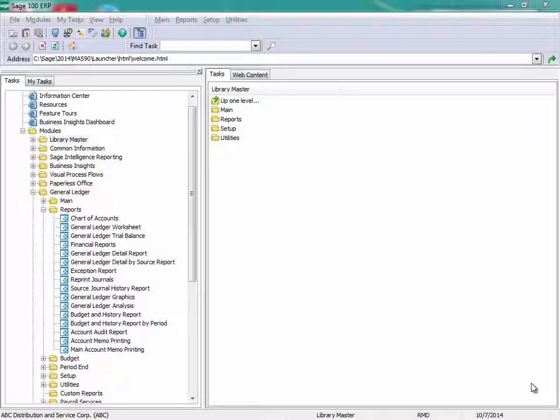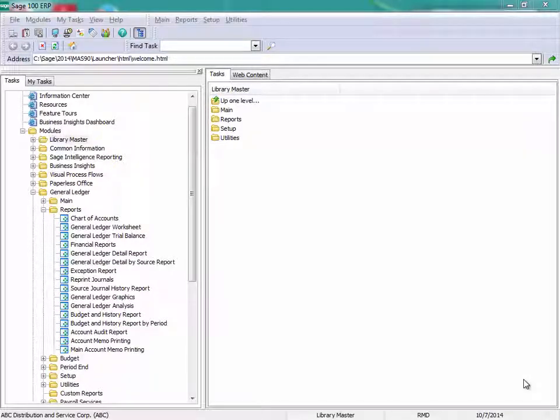When it comes to the end of the month or end of the year, and you've reconciled all of your subsidiary modules to the general ledger, you're then ready to reconcile the general ledger. The trial balance is one of the most critical reports in general ledger. It contains a summarized listing of all account activity, including beginning and ending balances and total debit and credit activity.